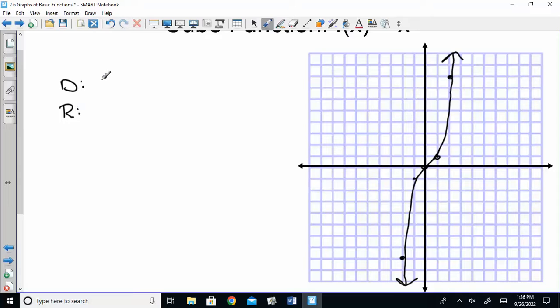Domain. Range. Increasing, decreasing, constant. This one's increasing from negative infinity to positive infinity. Any issues so far?